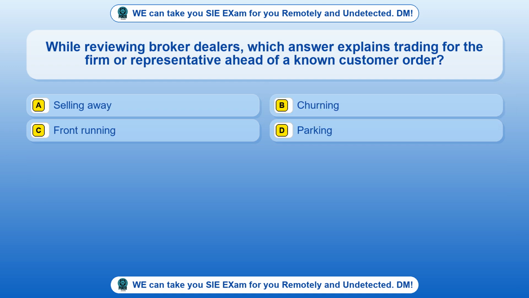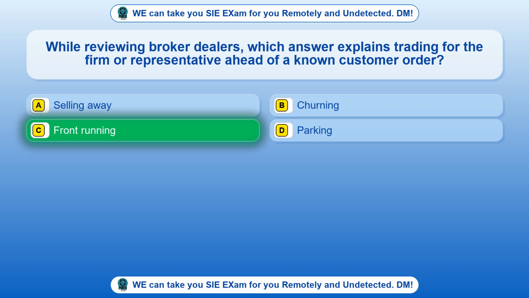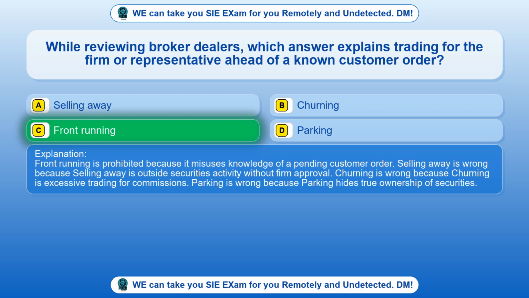Question 3. While reviewing broker-dealers, which answer explains trading for the firm or representative ahead of a known customer order? Option A, selling away. Option B, churning. Option C, front-running. Option D, parking. The correct answer is option C, front-running. Front-running is prohibited because it misuses knowledge of a pending customer order.